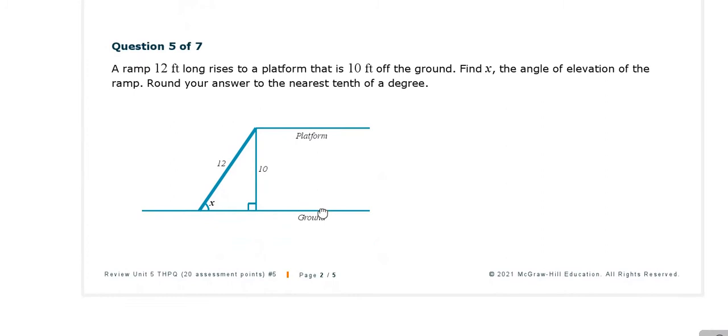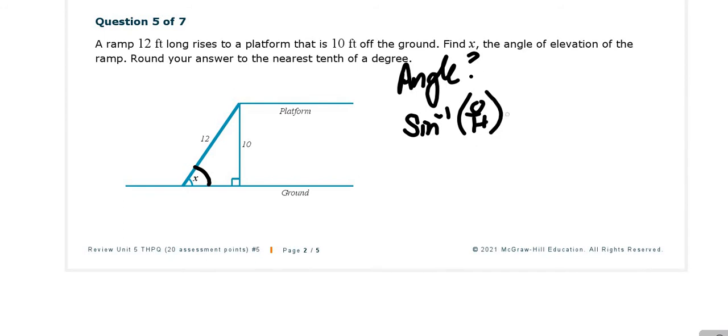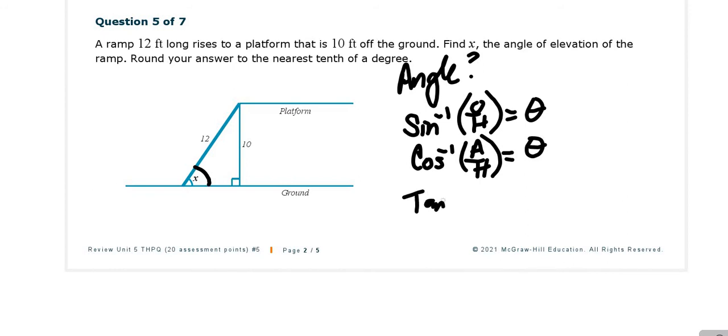Here, you're going to be finding an angle. When you're trying to find an angle, you use inverse SOHCAHTOA. Inverse SOHCAHTOA looks like this. Inverse sine, opposite over hypo, gives you your angle theta. Inverse cosine, adjacent over hypo, gives you your angle theta. Inverse tangent, opposite over adjacent, gives you your angle theta.